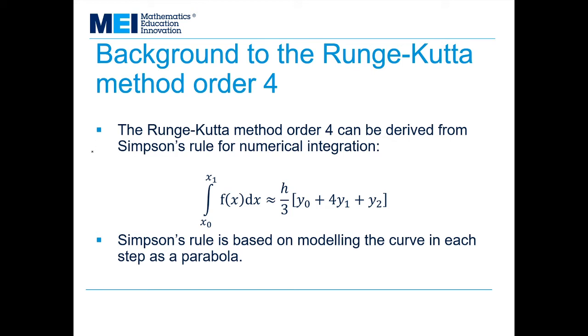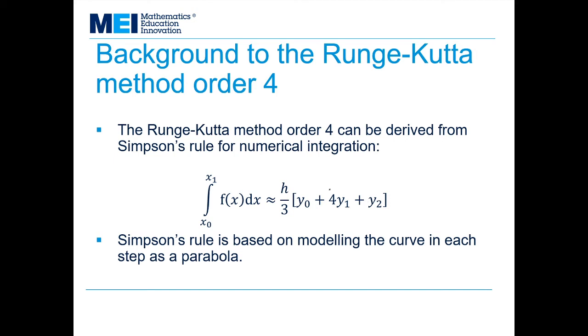So Simpson's rule is for integration, and in the same way that the trapezium rule uses straight lines to approximate an integral, Simpson's rule goes one step further and uses curves, specifically parabolas, for each step. And here's the formula for Simpson's rule. The integral from x0 to x1 of f of x dx is approximately h over 3 times y0 plus 4y1 plus y2.